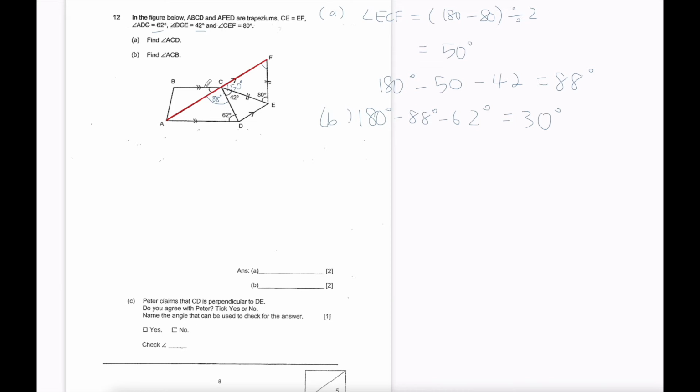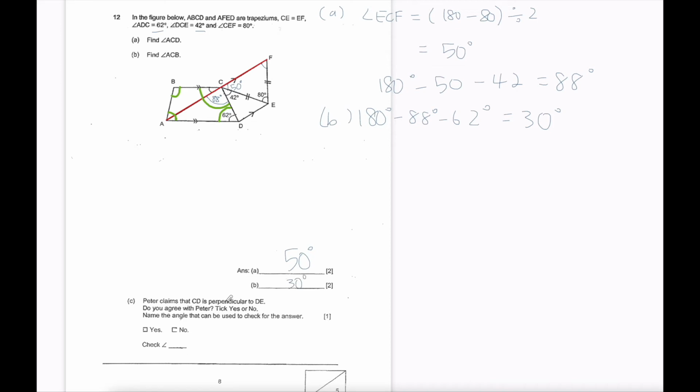So these two angles will add up to 180, this angle here and this angle here, because they're in between the two parallel lines here and here. So another pair will be this and this. These two also add up to 180. So we just need to take 180, because it's a sum of these two angles, minus 62 minus 88, and we can find out what is ACB, which is 30 degrees. Okay, so I'm going to write the answer down and I'm going to move on.